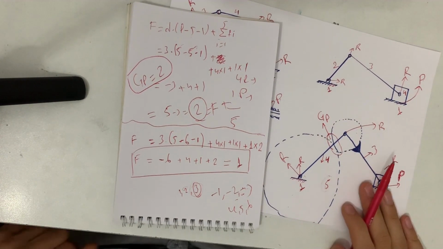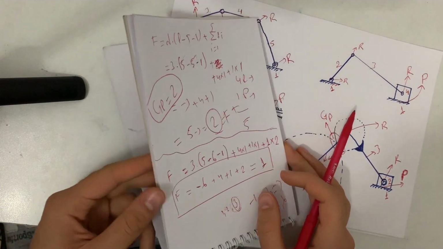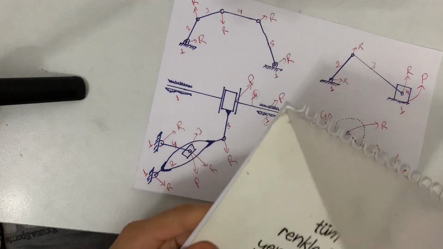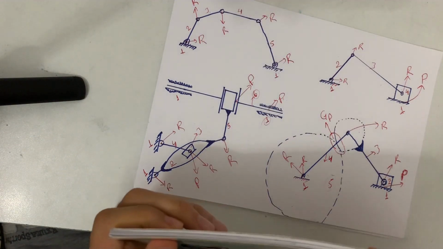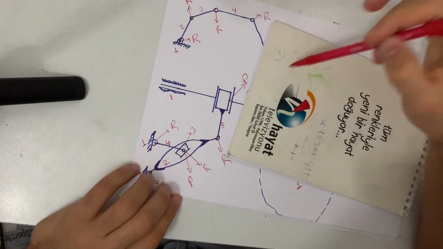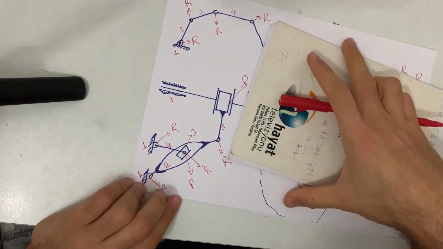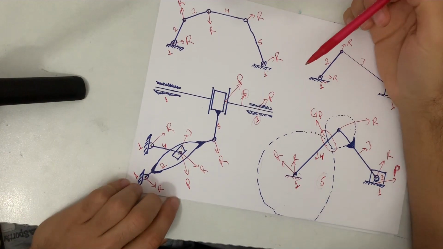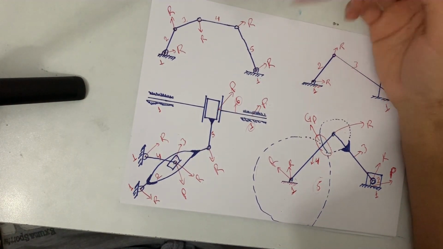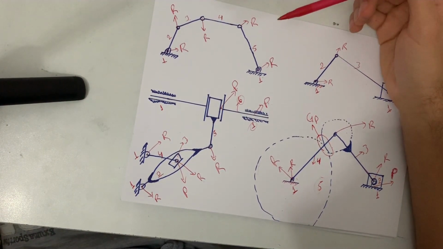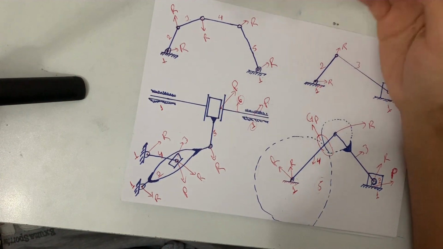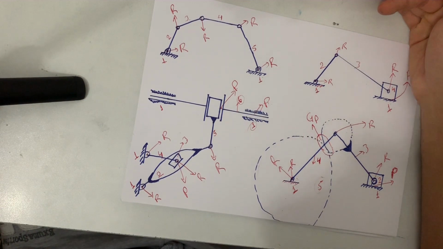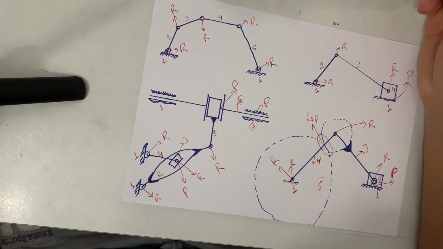So it was our last example. I hope that this video will be really helpful for your exams. We just understood how to find the degrees of freedom, and in the next video we will start to analyze the displacement. After that we will analyze velocity, and at the end of this class we will analyze the acceleration.